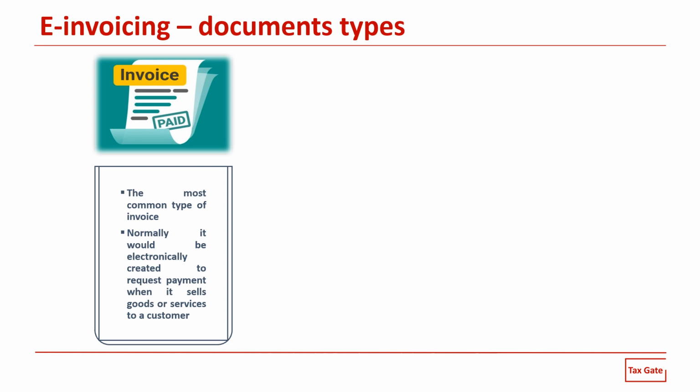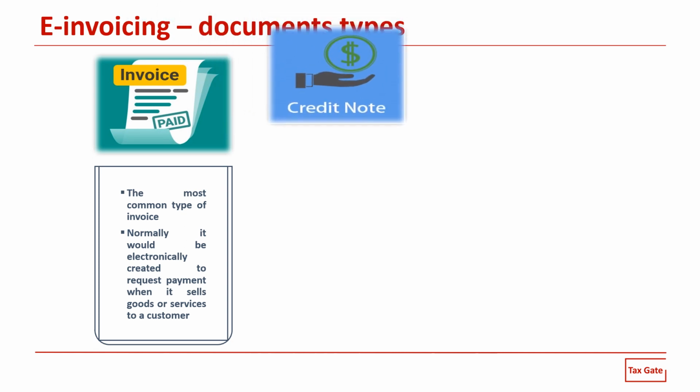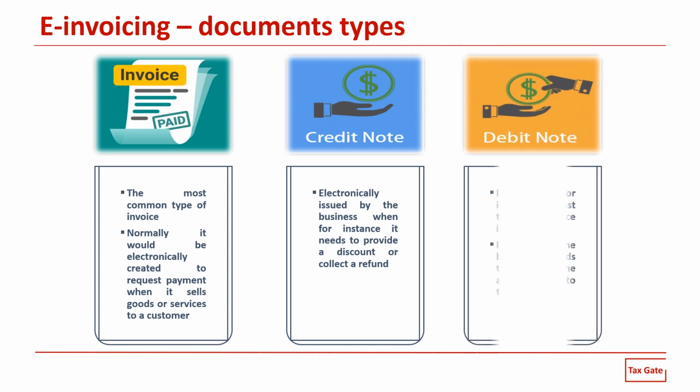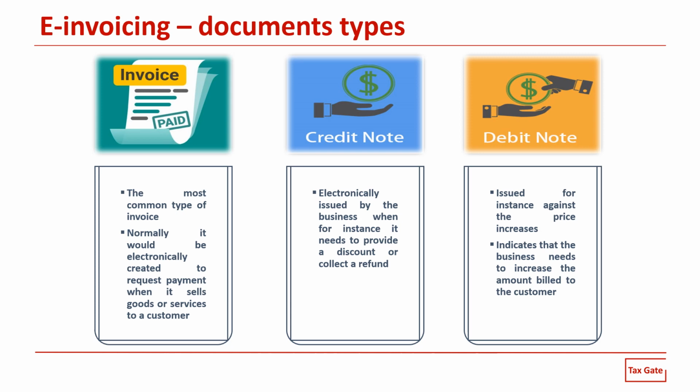Also, we would have the credit memos, which would be electronically issued by the business when, for instance, it needs to provide a discount or collect a refund. And finally, we would also have debit memos, which would be issued, for instance, against price increases and to indicate that the business needs to increase the amount billed to the customer.